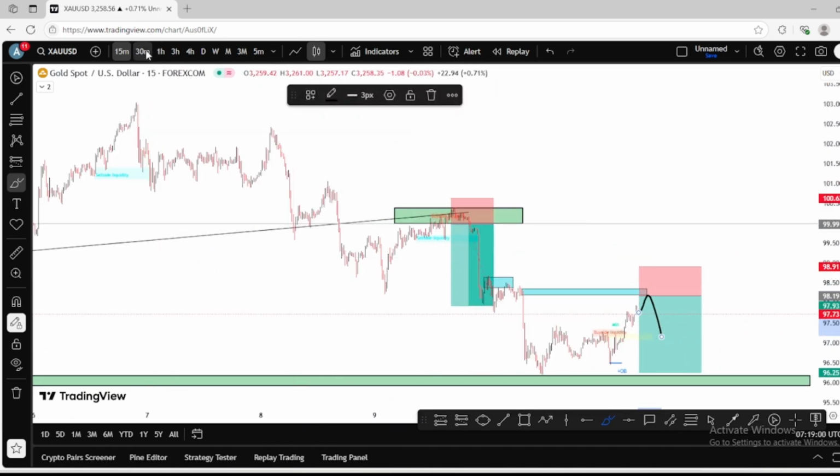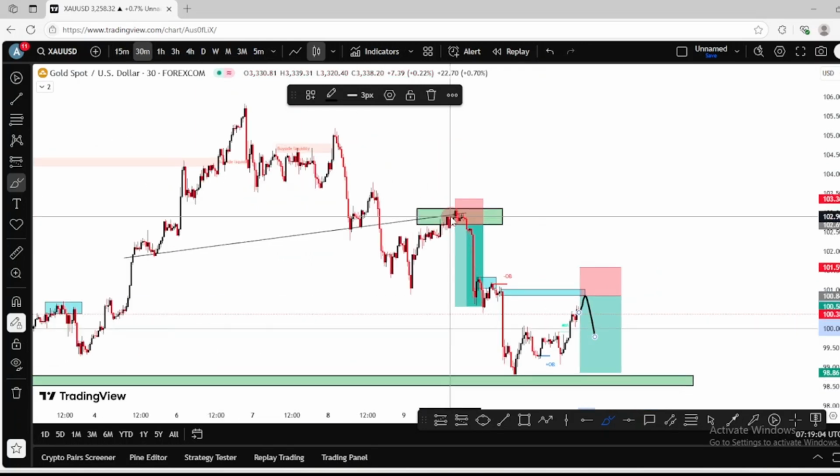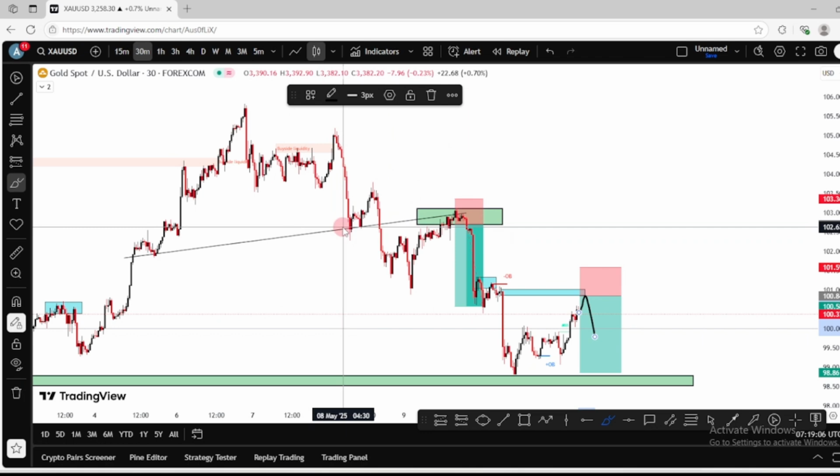Okay, so this is for ICT traders or SMC traders. All right, price action trader, you don't need this. Don't go and bring this to confuse yourself.